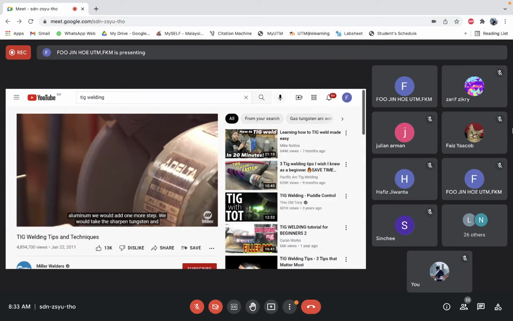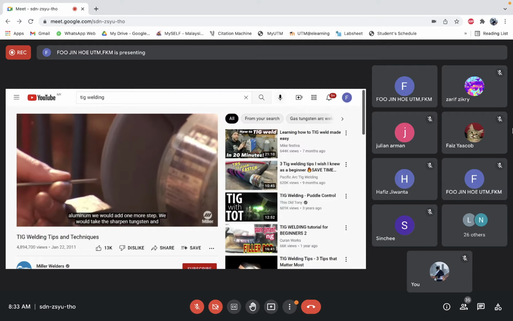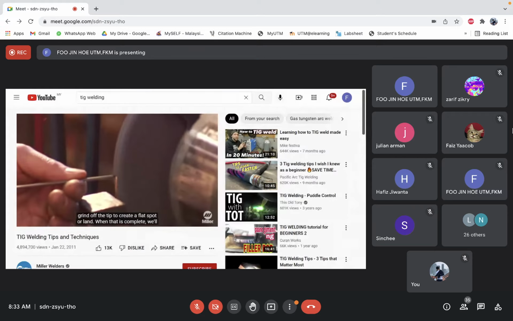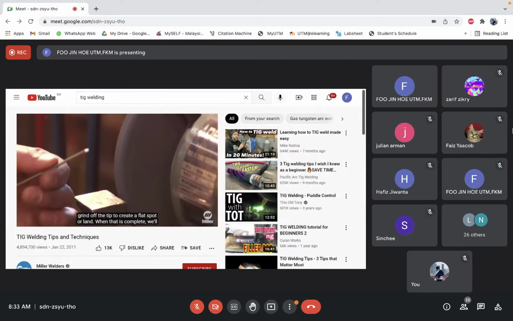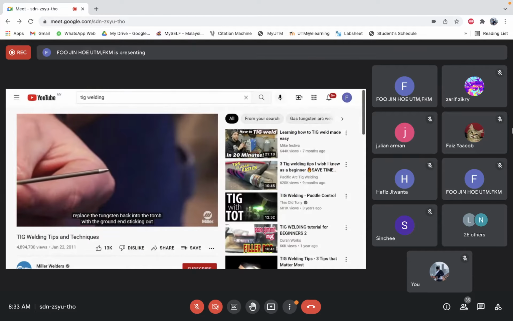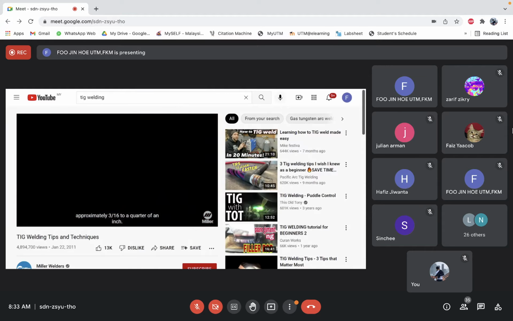However, for aluminum, we would add one more step. We would take the sharpened tungsten and grind off the tip to create a flat spot or land. When that is complete, we would place the tungsten back into the torch with the ground end sticking out approximately 3/16 to 1/4 of an inch.